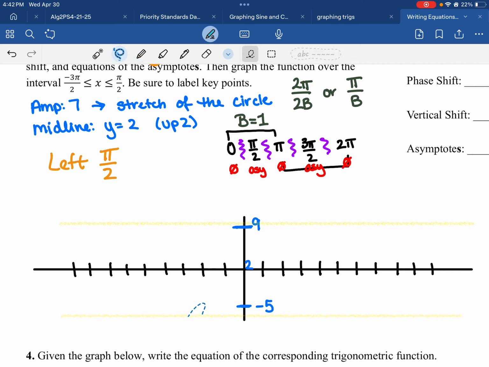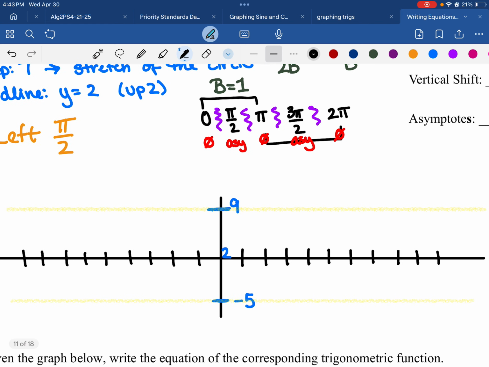And then I'm going to move this one up and this one down. All right. So what I was talking about is with my 0, pi over 2, pi, 3 pi over 2, 2 pi, I'm going to start at 0, but I'm going to go every 2 ticks. So I'm going to skip the first one, and I'm going to mark pi over 2 right here. And then I'm going to skip one, and then I'm going to come back to pi.